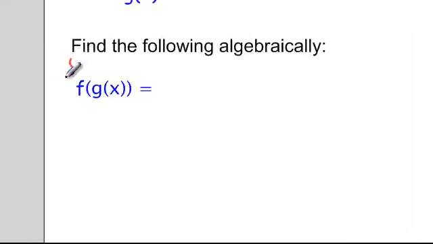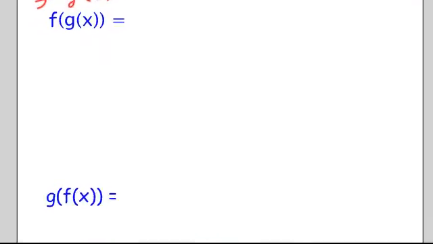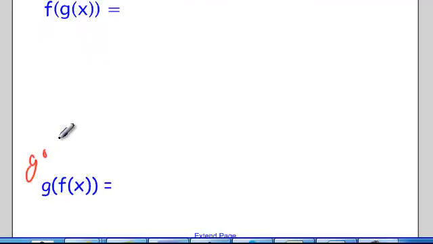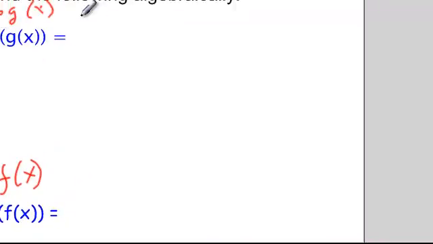Now, composition of functions is a little different. You also notice that sometimes a composition is written this way. F open circle g of x means f of g of x, and g open circle f of x means g of f of x. So sometimes you might see it written with that little open circle symbol for the composition. It's not the same thing as multiplication.